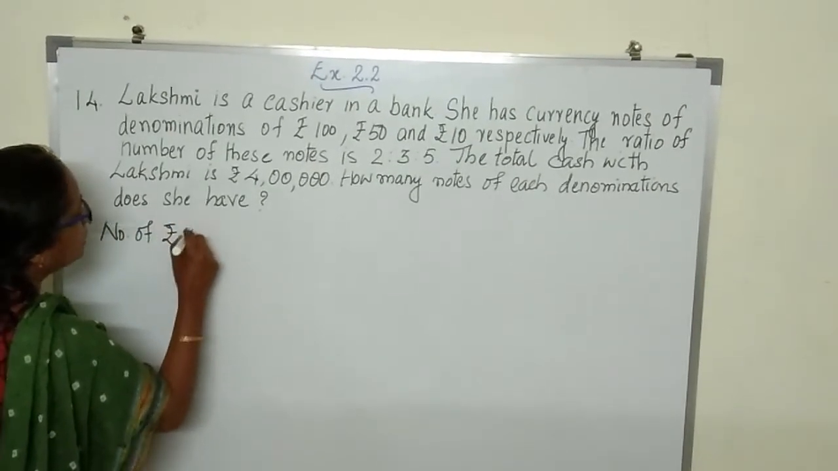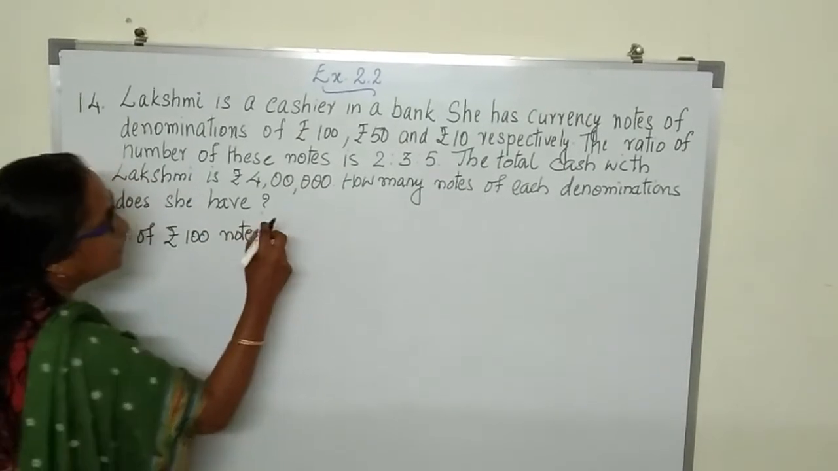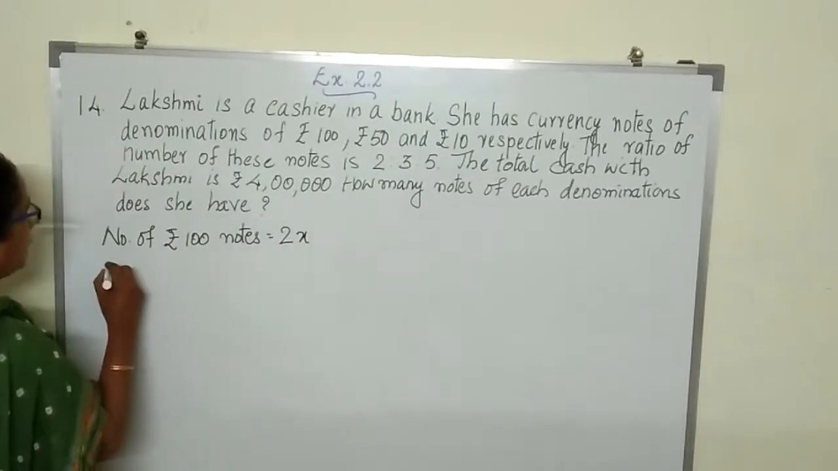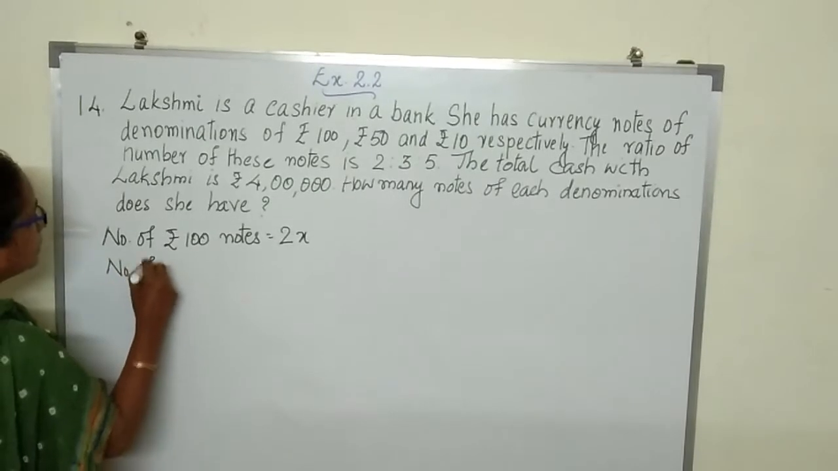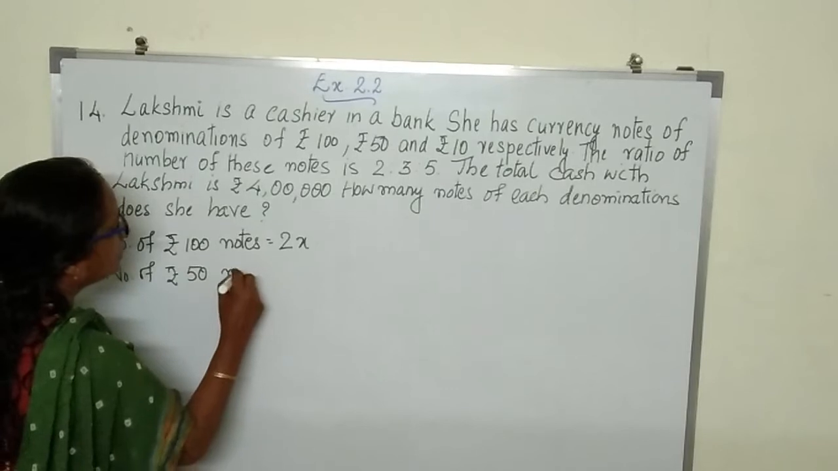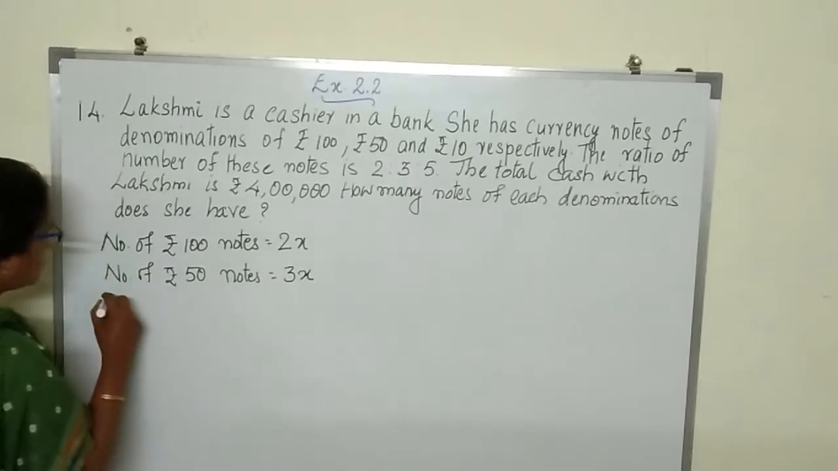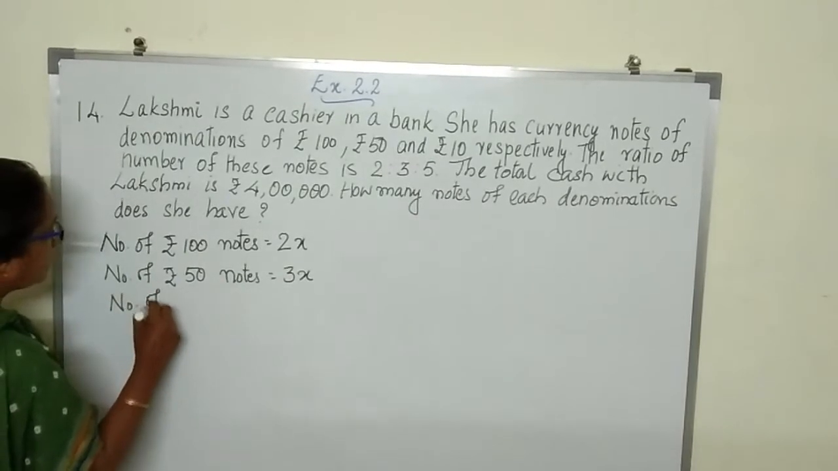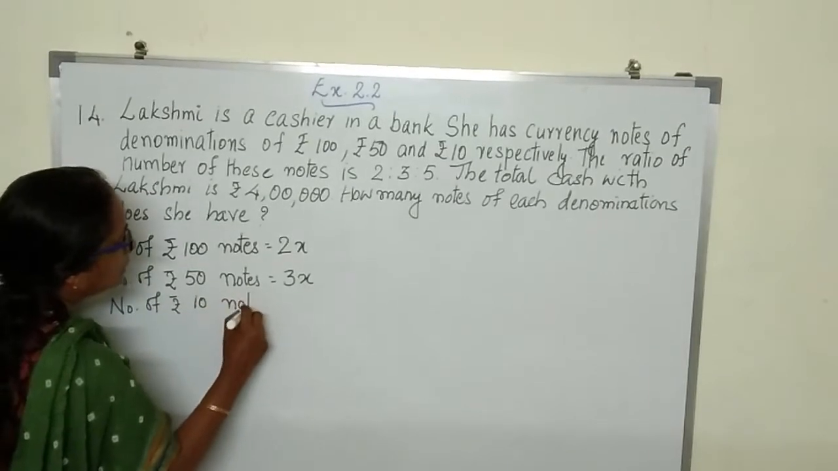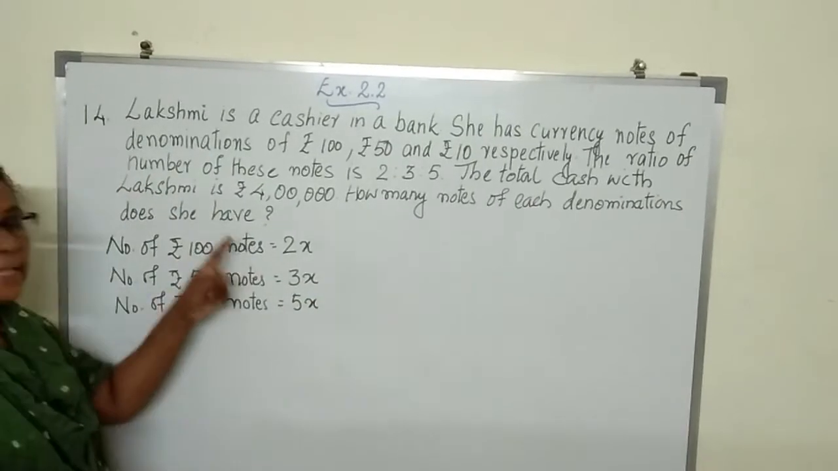Rupees 100 notes is equal to 2x. Then number of rupees 50 notes is equal to 3x. So number of rupees 10 notes is equal to 5x. These are the number of notes.